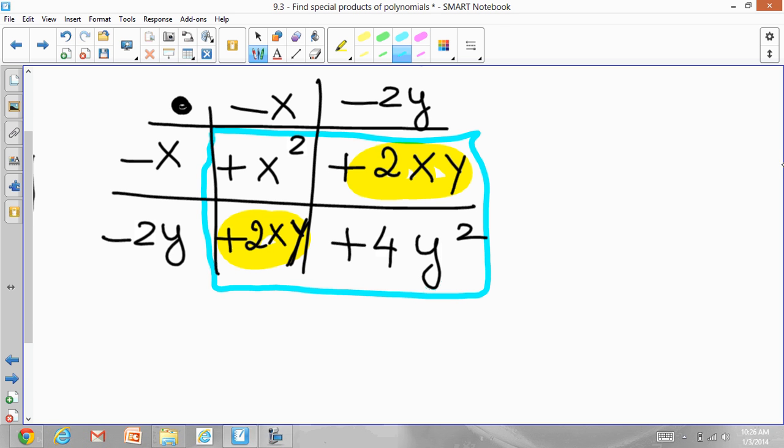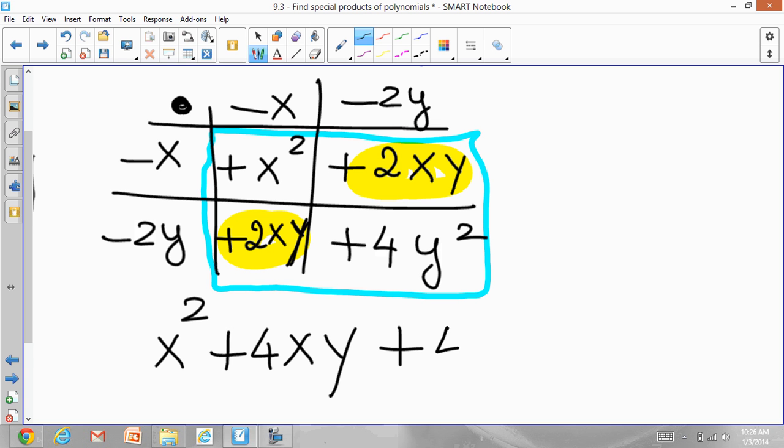And the last step is you're trying to combine anything that looks alike. The 2 highlighted ones look alike. So this is separate, I cannot combine it with anything. I'm just going to write it as it is. And positive 2xy, positive 2xy, positive 2 plus positive 2 gives you positive 4. xy just tags along, plus 4y squared. There is nothing else to combine, so you're just going to write it as it is.